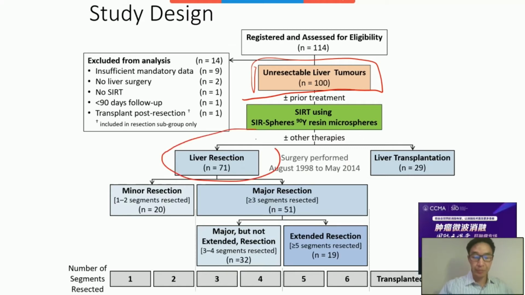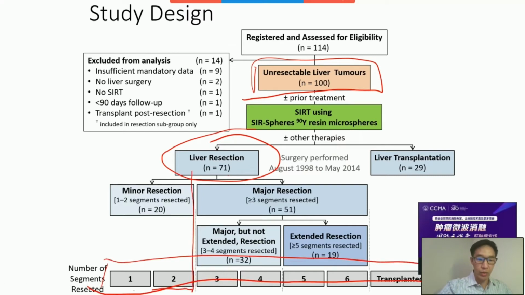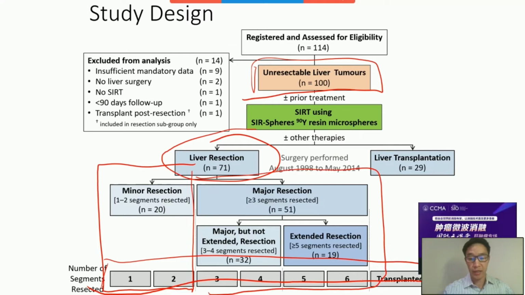getting a liver resection. They identified 71 patients that received liver resection, and then divided it into the number of segments that were resected, breaking up into minor resection, which is 2 Couinaud segments, versus major resection, which was anywhere from 3 to 6 segments surgically resected. And they looked at the mortality rate and the complication rate associated with these patients that had first received SIRT and then received surgery.